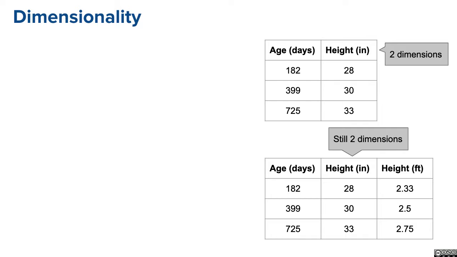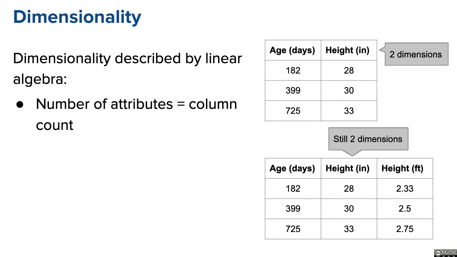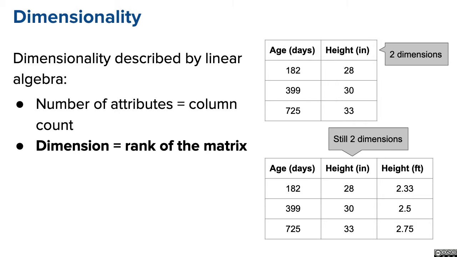Since you guys should have taken or be taking linear algebra, this should feel familiar to you. Basically, the idea here is that we can use linear algebra terms to describe dimensionality. So the number of attributes is the column count in our data set, but the dimension of a data table or a data matrix is the rank of the matrix. In other words, since the feet column is a linear combination of the height in inches column, that column disappears when we reduce that matrix down to echelon form, and because of that, the bottom matrix still only has rank 2.